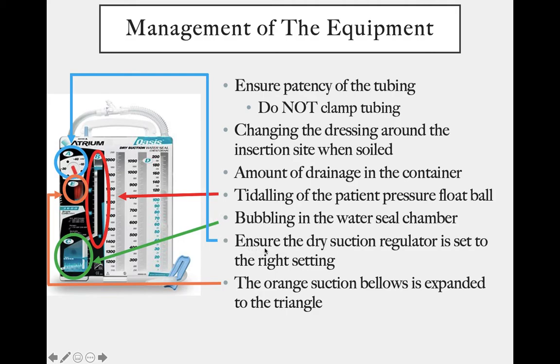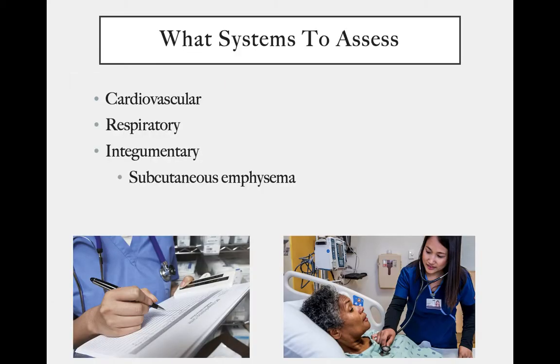Second last, we'll ensure the dry suction regulator is set to the right setting, usually at 20, but it depends on the physician. Lastly, we will be looking at the orange suction bellows to see if they're expanded to the triangle. This would indicate that the machine is getting the suction from the wall. If the physician didn't order it, then we'll be looking to see that the bellows are not expanded.